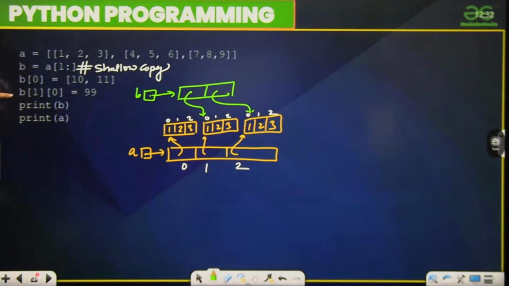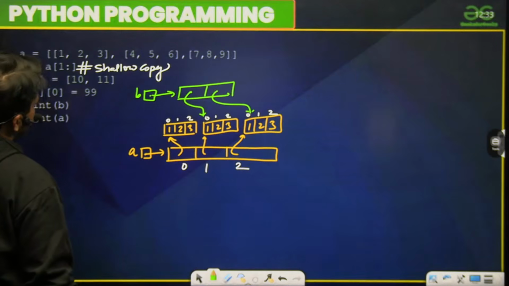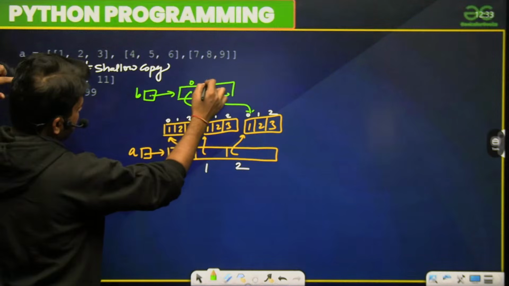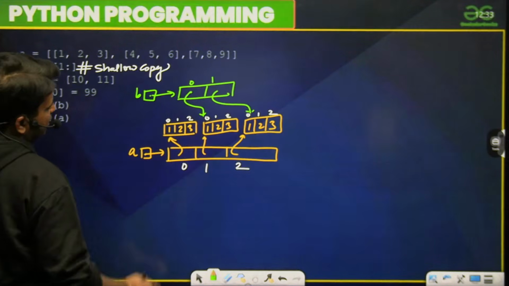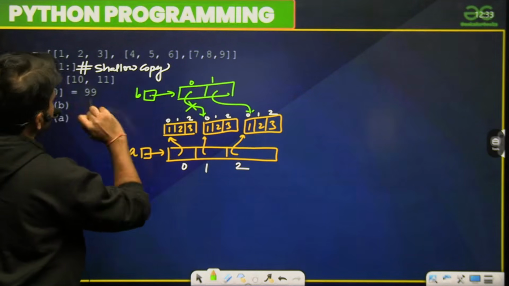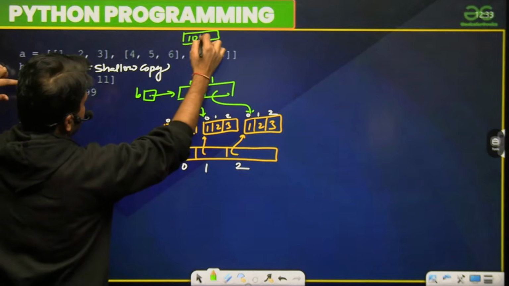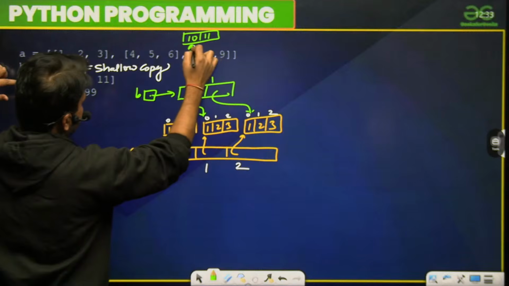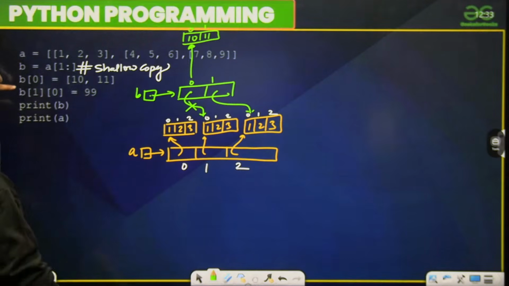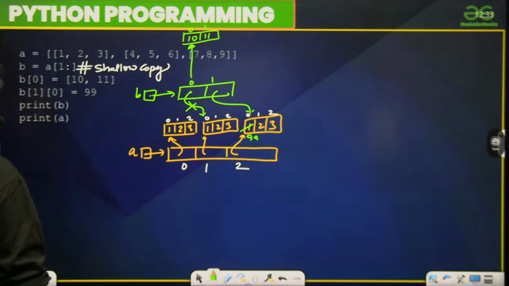Now after this you are updating B. First, B0 equals 10 11. This index is 0, student, this index is 1. If you update B0 equals 10 11, then this is cut, and B0 equals 10 11, so this is pointing to this one. Okay, fine. Now B10 equals 99. So B10 is 99, right? So I am printing B and printing A.